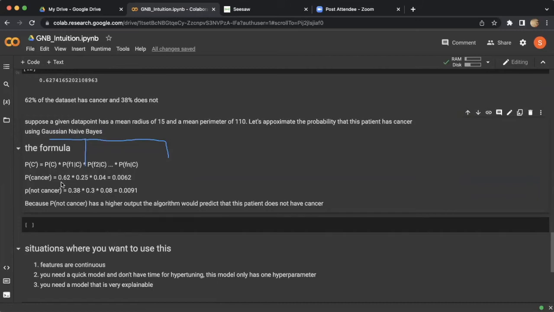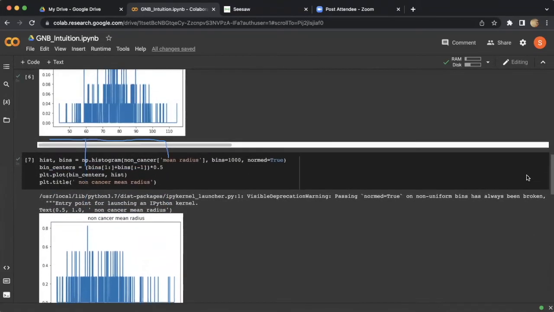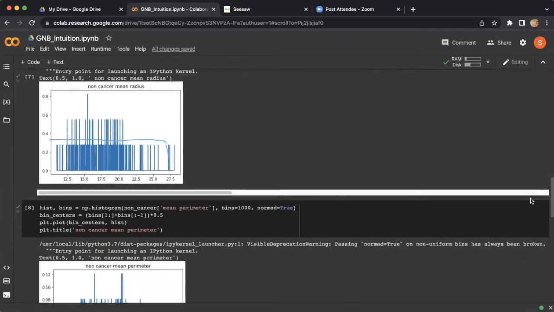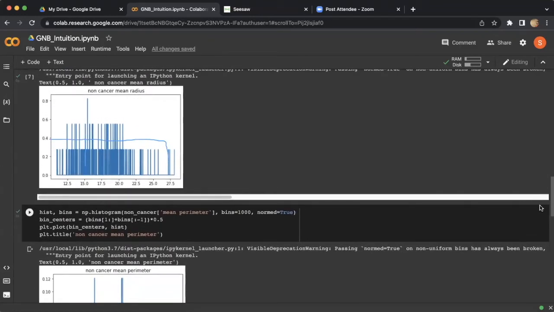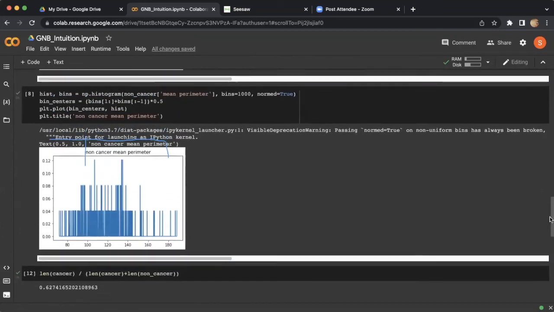So for the probability that they do not have cancer, we repeat the same process. We start off with 0.38 because, like I said right off the bat, we can assume that, if it fits the rest of the data, there's a 38% probability that there's no cancer. But then we look at these values here. So we look at the mean radius of 15 once again. And if you look, 15 matches up to be around 0.3.